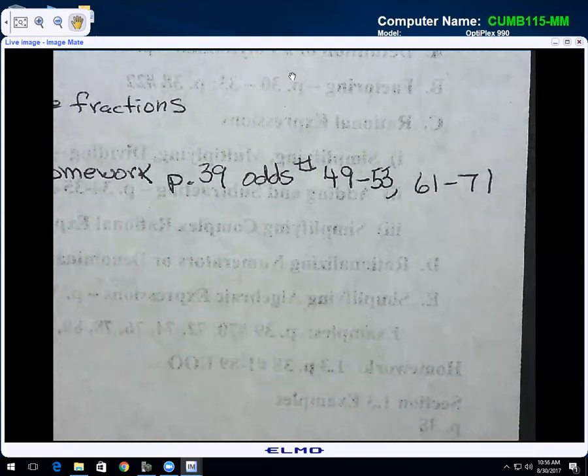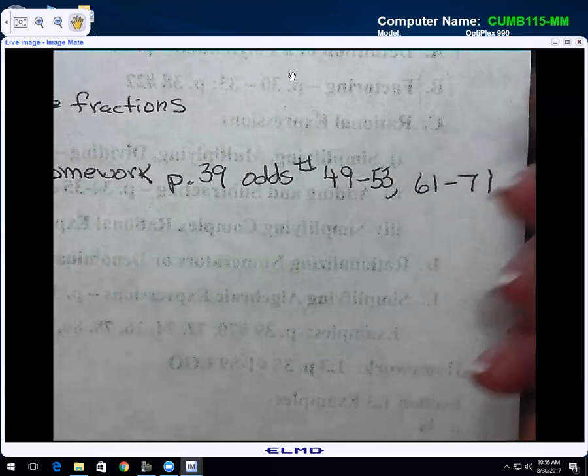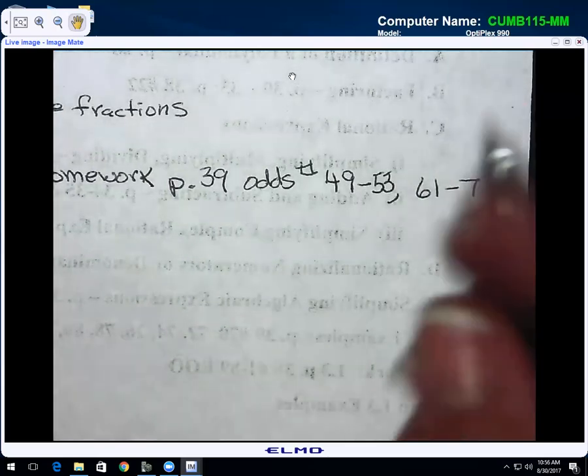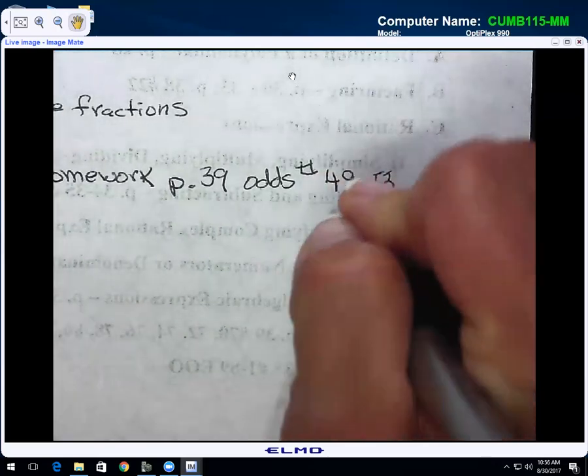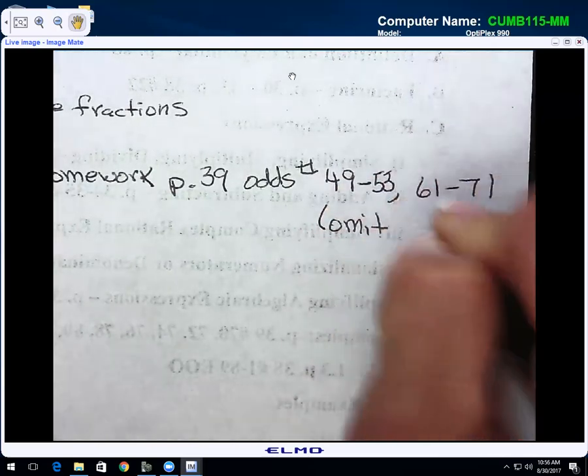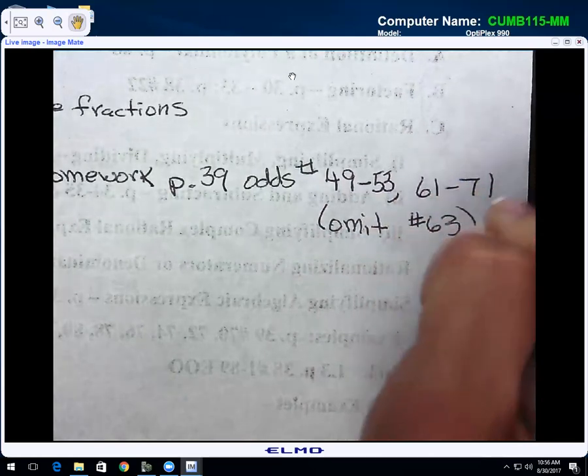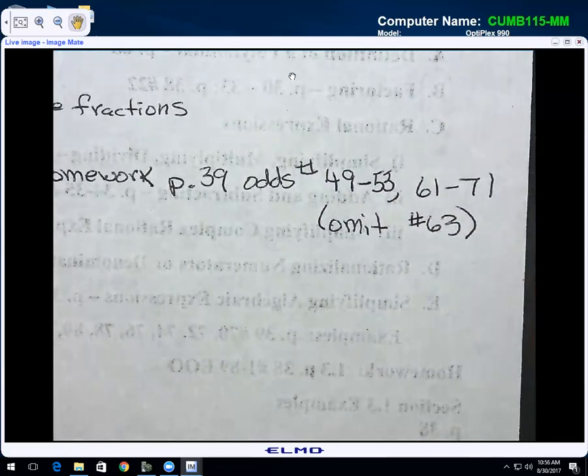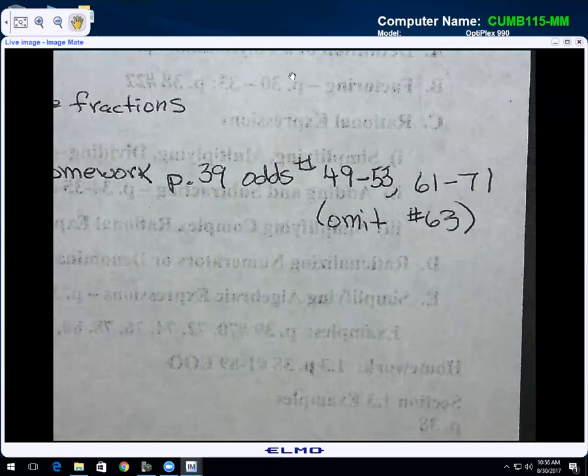Miss Samantha, I will email. Look up just a second. I'm going to email Samantha and I'll tell her this, but I just looked down and number 63 is horrible. I don't care about it. Don't do 63. I don't want you to worry about 63.